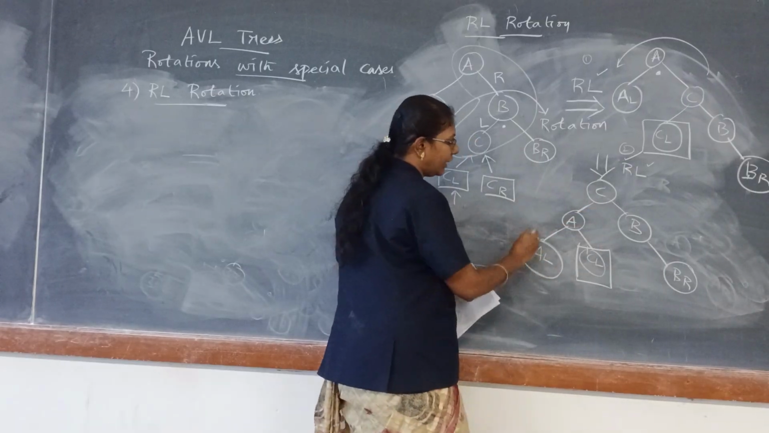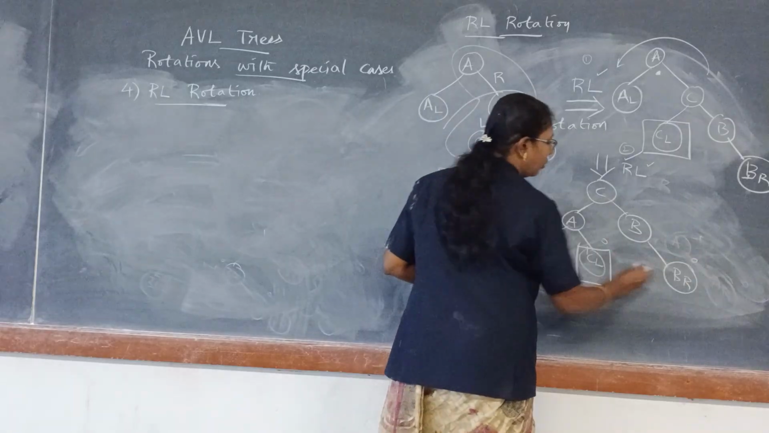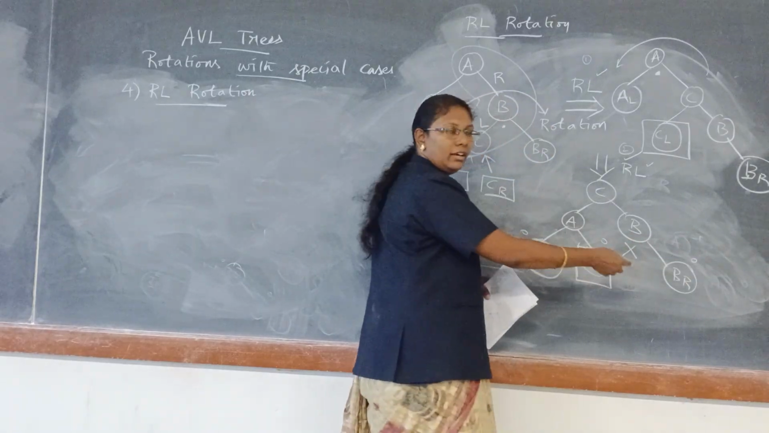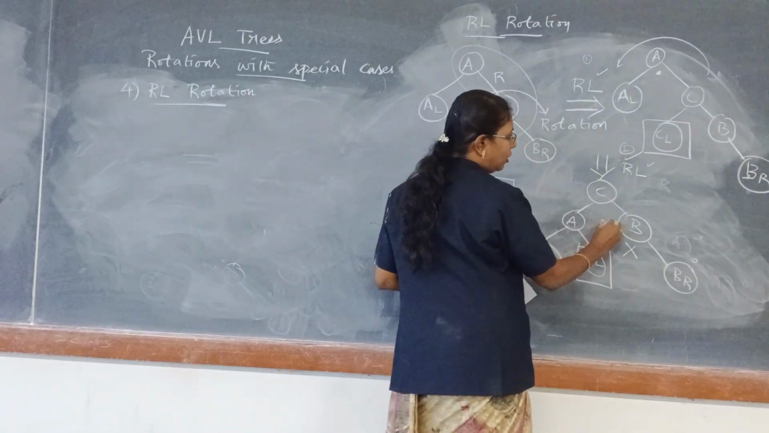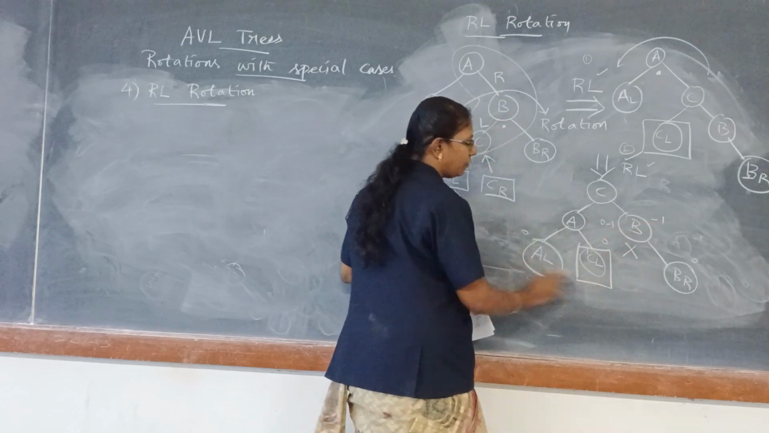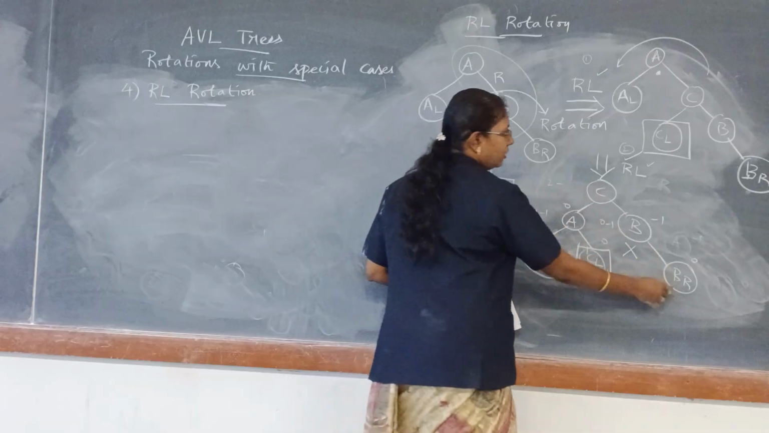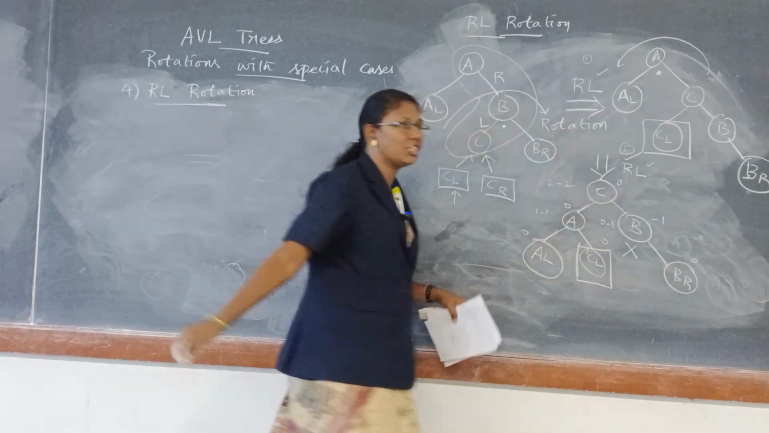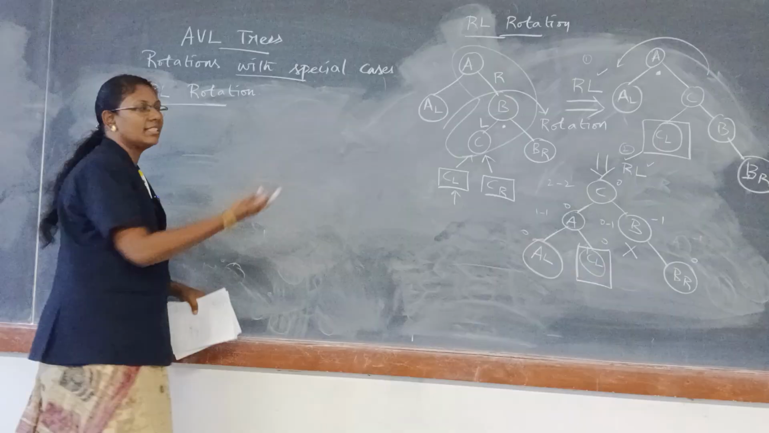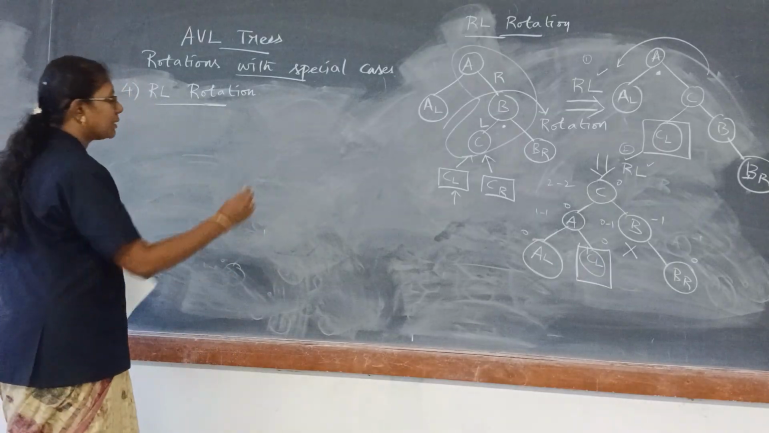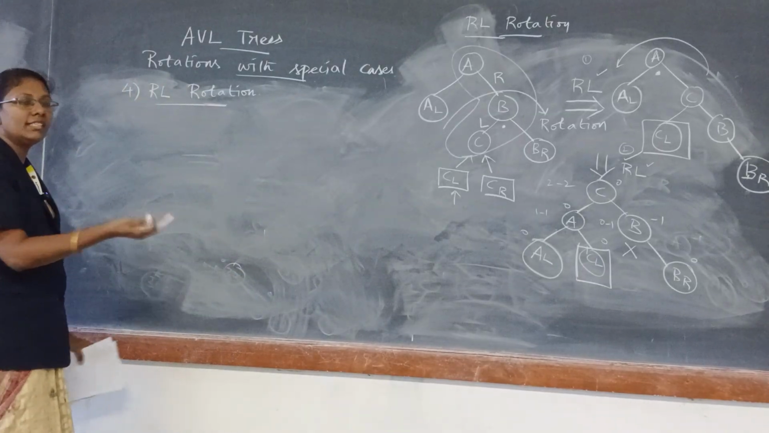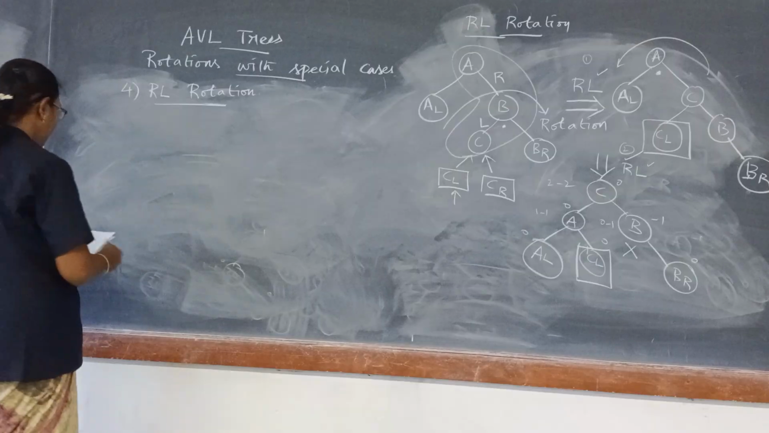Now calculate the balance factor. This is 0, this is 0, this is 0. Here, as there is no left subtree, this is 0 minus 1, which is minus 1, and here 1 minus 1 is equal to 0, and now this is 2 minus 2, which is 0. We have achieved perfect balancedness in this AVL tree. I am going to explain this type of rotation using one simple example.